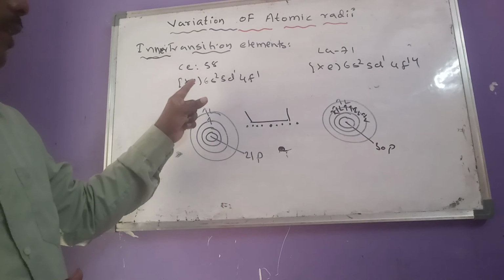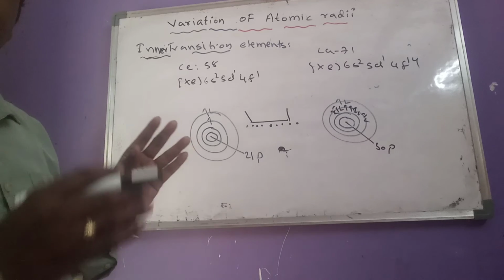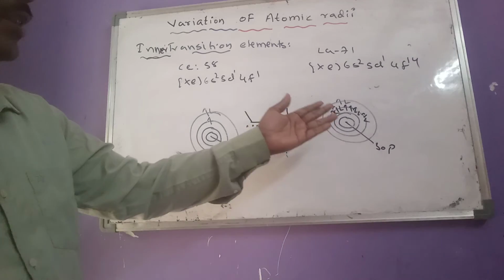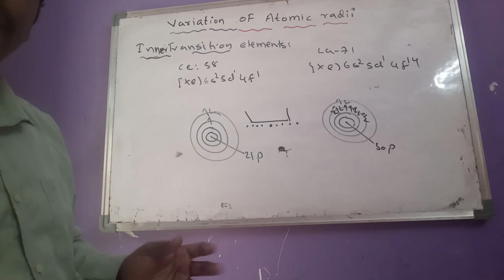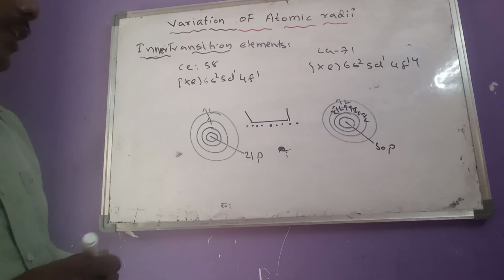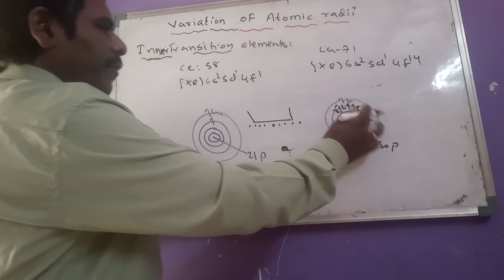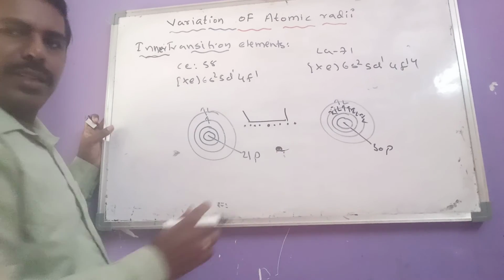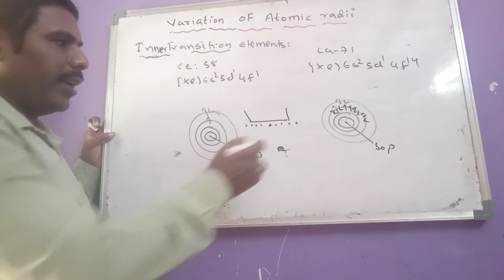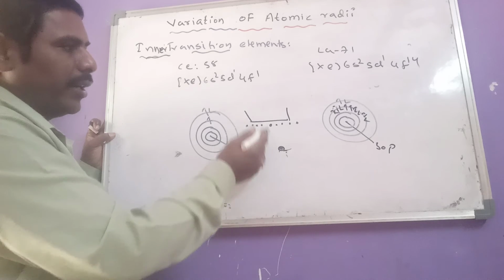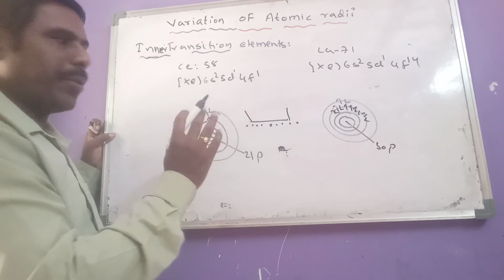In the case of inner transition elements, there is a poor screening effect. Sir, why are those 14 electrons there, and why is it a poor screening effect? You may get the doubt. A simple explanation: in the case of the d orbital, all 10 electrons are present, but they are present in a regular order. So the ball reaching the goal has less probability.